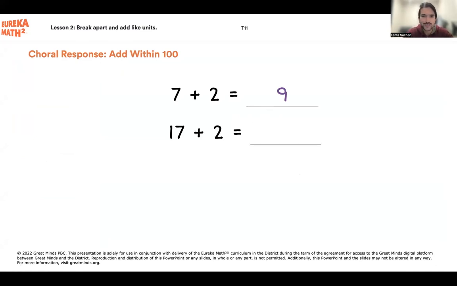Now, let's look at this problem, 17 plus 2. I want you to notice that these two problems are very similar, except now we have a 10 here. Now it's 17. You can think of this as 10 and 7. Remember what we were doing yesterday when we added our 10s separately and then our 1s separately? Same thing here. We can add 7 plus 2 first, which we said was 9, and then add our 10 back. 10 plus 9.